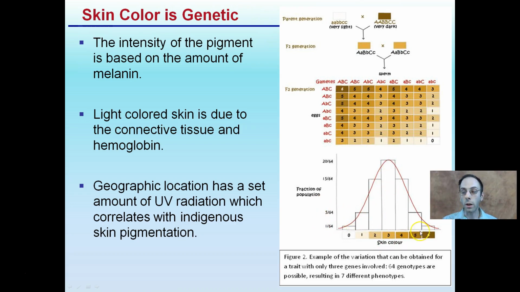0 would be very rare, as would number 6 here. And we can see that kind of also depicted here in a Punnett square like for a trihybrid cross. So again, it's genetic, we kind of have the ideas here, but with the geographic location being an influence on selecting for one skin type or one pigmentation versus another.